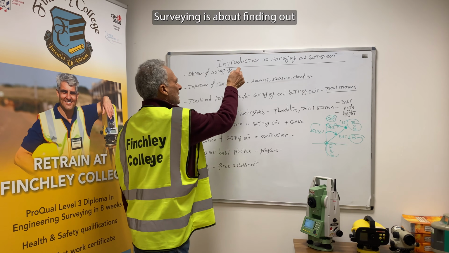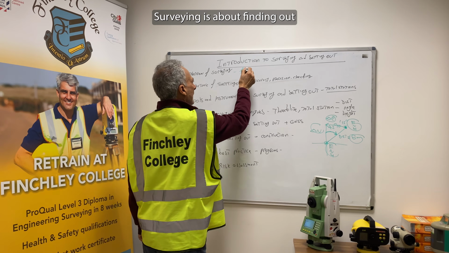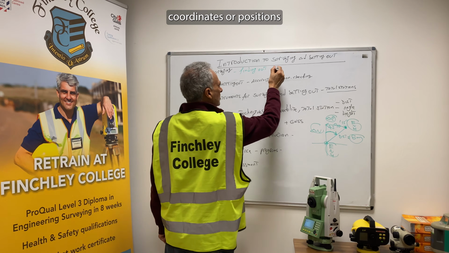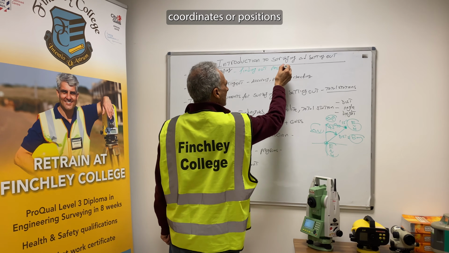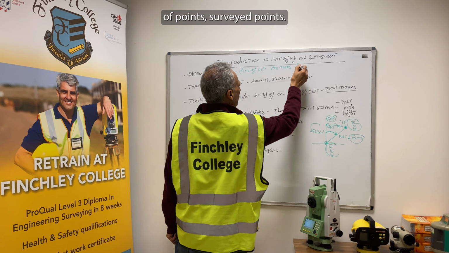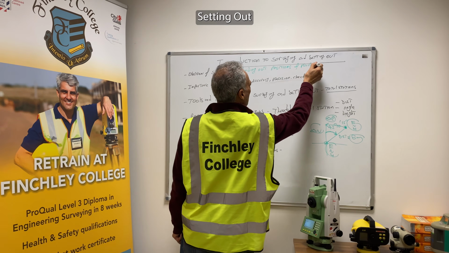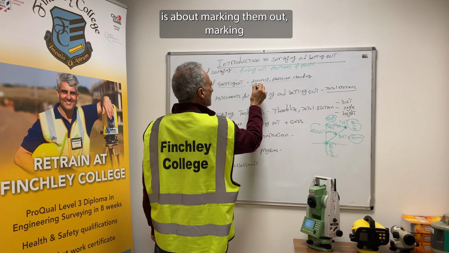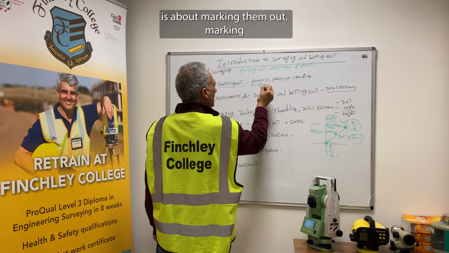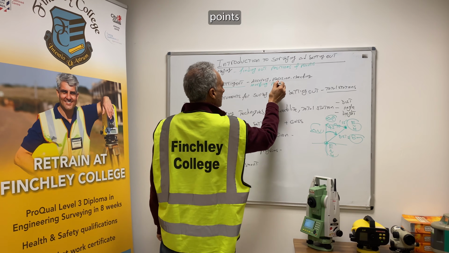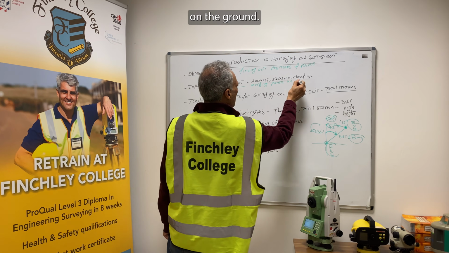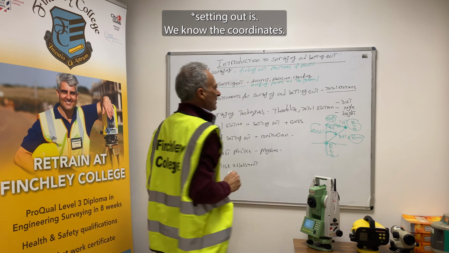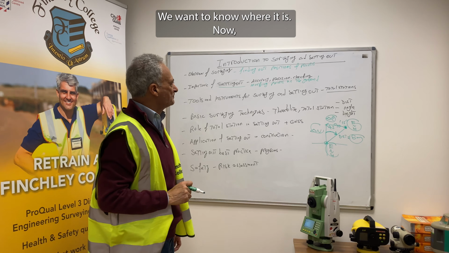Surveying is about finding out coordinates or positions of points, survey points. Setting out is about marking them out, marking points on the ground. That is what surveying is. We know that setting out is, we know the coordinate, we want to know where it is.